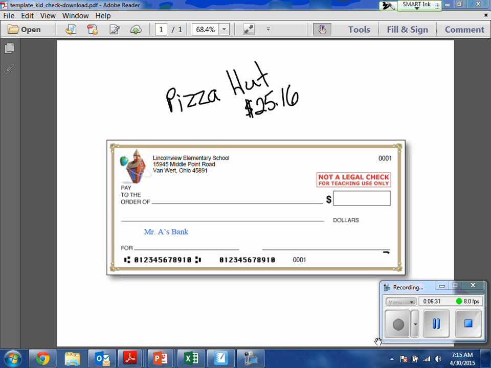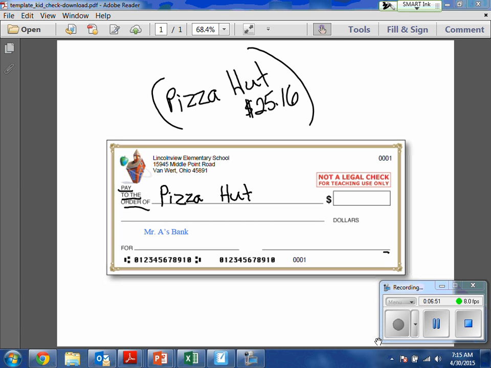What I'm going to want to do then is come down here to "pay to the order of." This one means who are we going to pay it to? So looking at this information up here, who are we paying this to? If you figured out, we are paying this to Pizza Hut. So let's go ahead and write down Pizza Hut for check. This is going to be our second check, Pizza Hut.